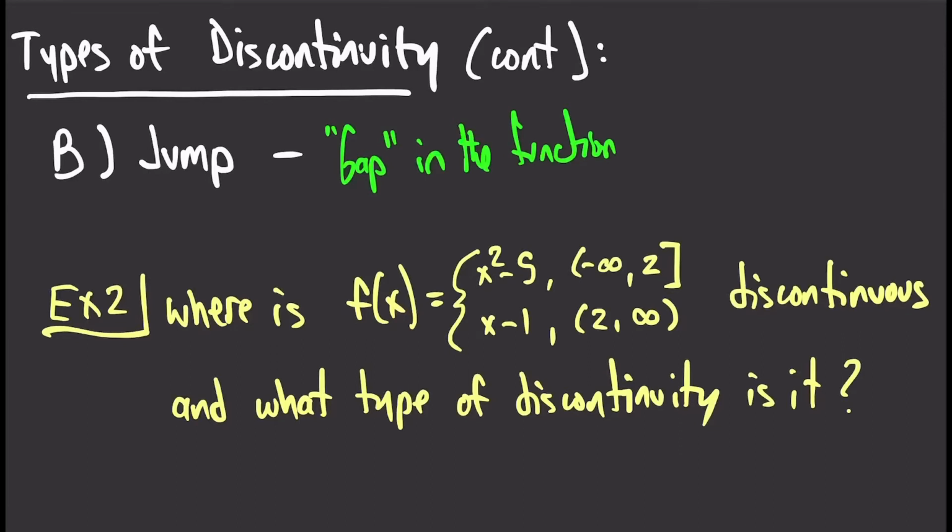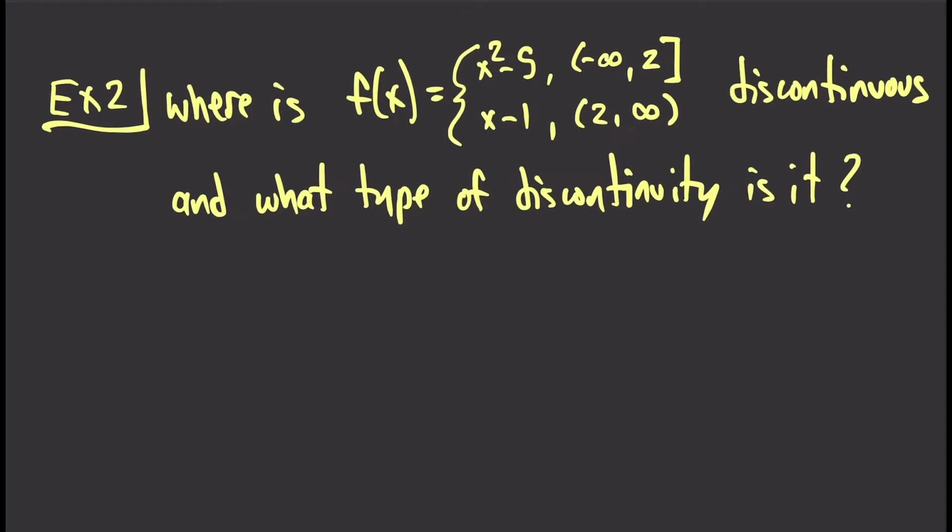Now, this happens in piecewise functions, but it doesn't mean all piecewise functions have jump discontinuity. But you see jump discontinuity in piecewise functions. So let's take a look at an example here. Where is f of x discontinuous, and what type of discontinuity is it?